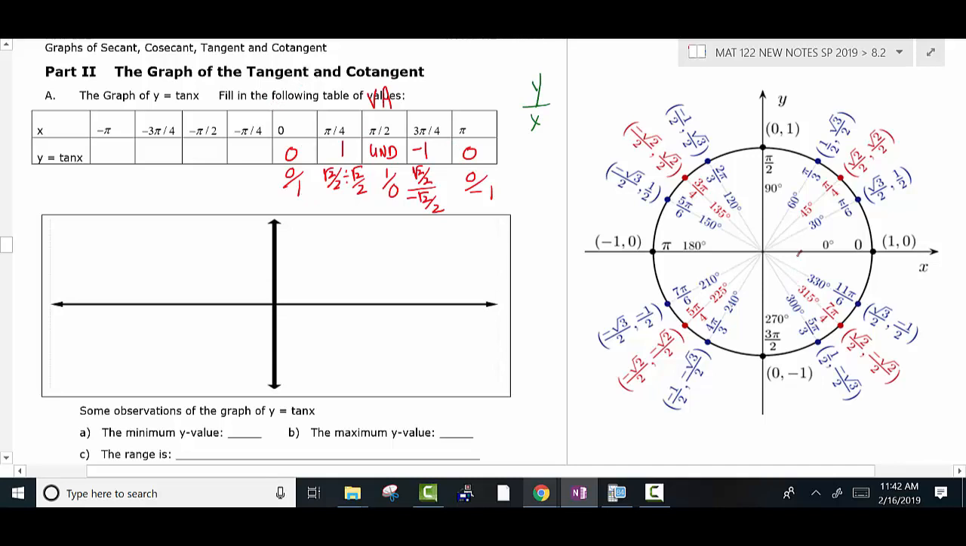If we go backwards through this, with the same logic, if you go to negative pi over 4, y over x is negative 1. If you go to negative pi over 2, y over x is undefined. And then negative 3 pi over 4, you go that way, you would have 1 again. And then halfway around the circle, y over x would be 0 again. So those are your key points, coming from doing y over x, okay?